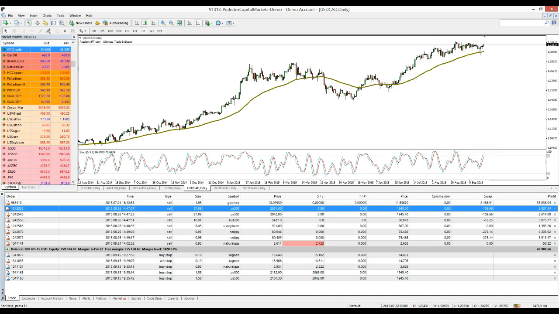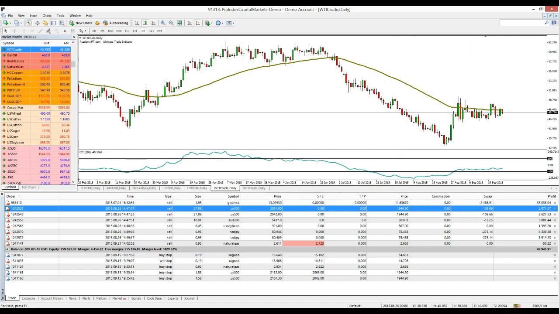If you were very sharp about it also, you might even hedge your positions between the long-term indicator, which would be the exponential moving average, and also the oscillator itself. Similarly, let's take a look at crude oil.